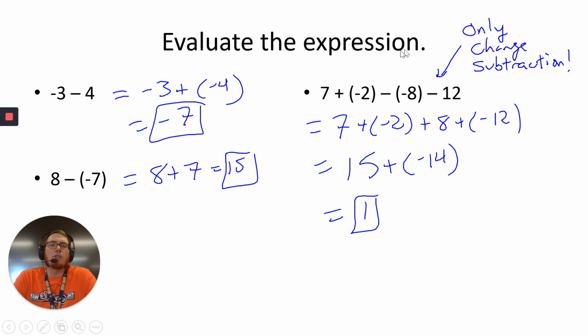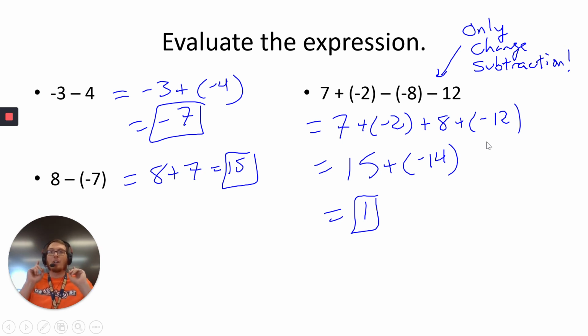You'll also have questions when we get further into the lesson that have more than 2 numbers. Now, if there are more than 2 numbers, you can basically keep and then anything with subtraction change. So notice here, plus negative 2 is just plus negative 2. I leave it. Minus negative 8, change, change. So change minus to a plus, change negative 8 to 8. Minus 12, change, change. Change minus to a plus, change 12 to negative 12.